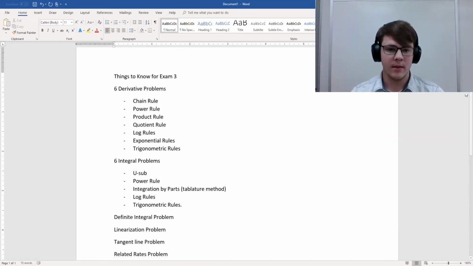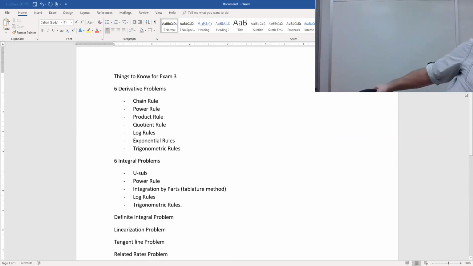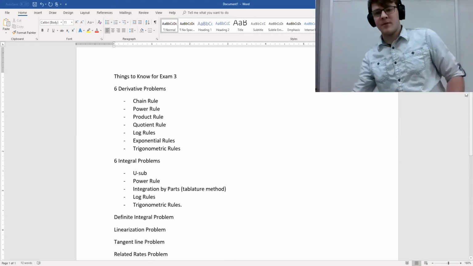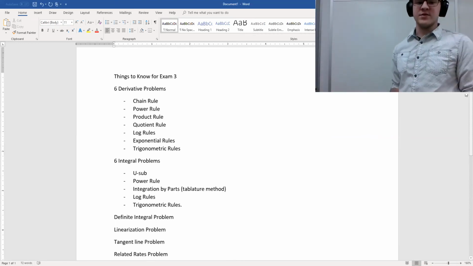So I guess you get to choose what you want to cover first. No, I would like to go over linearization. All right. So linearization is very similar to a tangent line problem in the fact that you solve it by finding a tangent line.